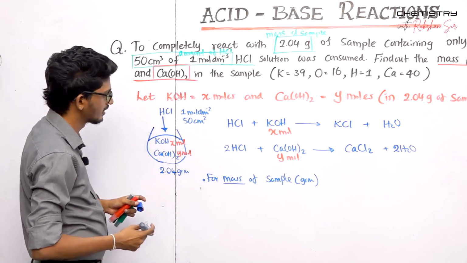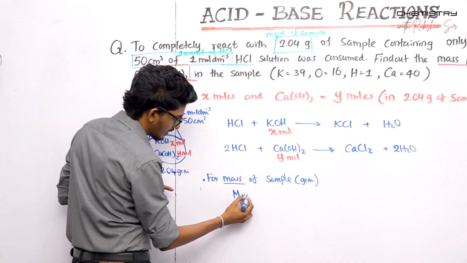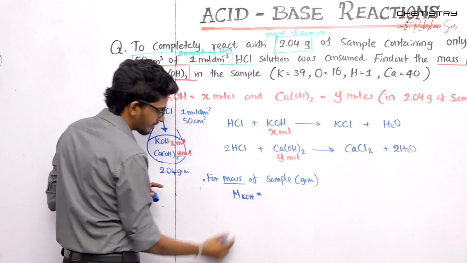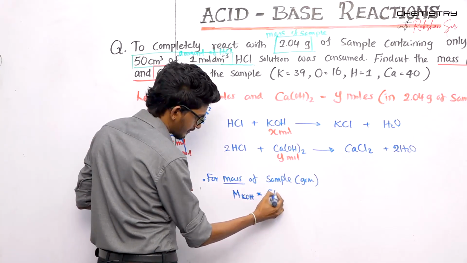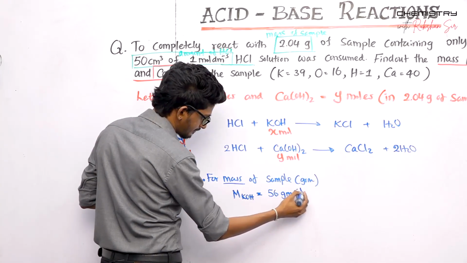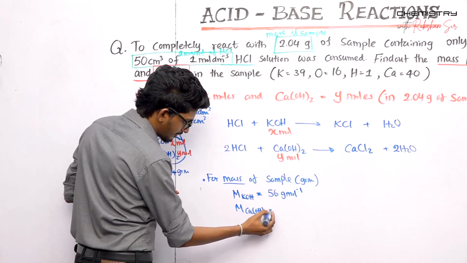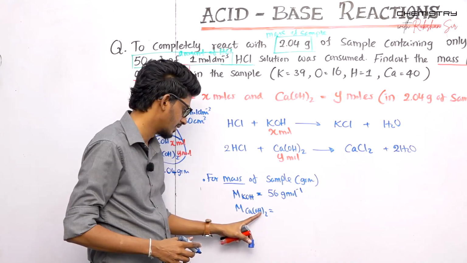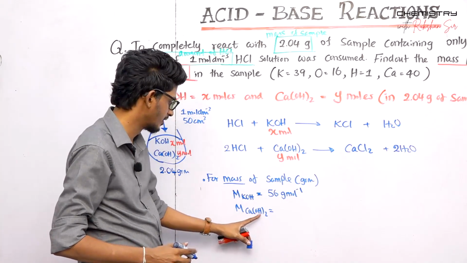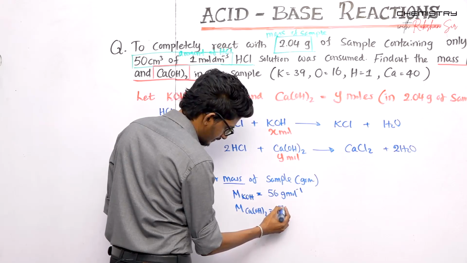Let's write those two. First we need to come up with the g mol^-1 values. For KOH, it is 39 plus 16 plus 1, which is 56. For calcium hydroxide, it is 40 plus 2 times 17, which is 34, and 34 and 40 is 74.